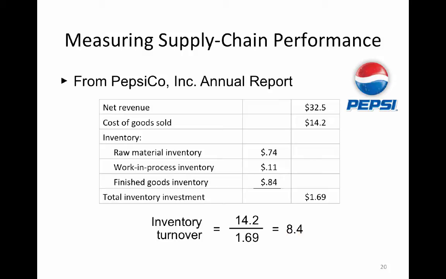Higher is generally better, but you're going to come to a point where too high means that this denominator might be too low. So this 1.69 might be too low, meaning we're carrying too low of an inventory. And so if we have a surge in volume, a surge in sales, we're not going to be able to meet those sales. So again, higher is generally better, but you do want to be careful you have enough inventory.